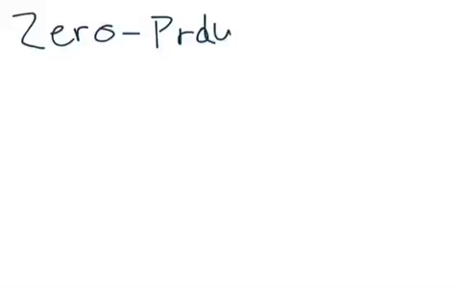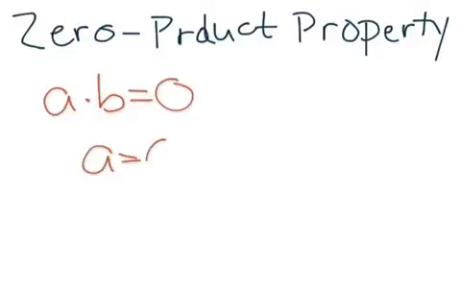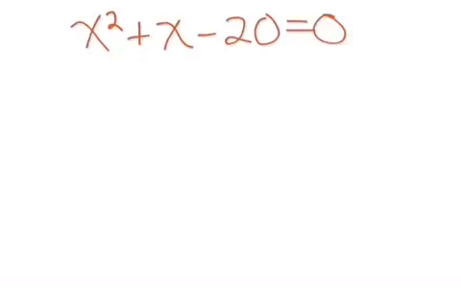Now, in order to talk about how to work with this, we need to talk about the zero product property, which is an easy property that you probably already know, but maybe don't remember by that name. What that tells us is that if you multiply a times b, and that equals 0, then either a equals 0 or b equals 0. Pretty logical, right? So using this zero product property, let's go back to our quadratic equation here. If this equals 0, that means one of the factors of this equation equals 0.